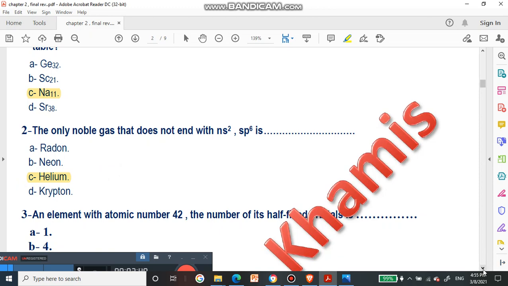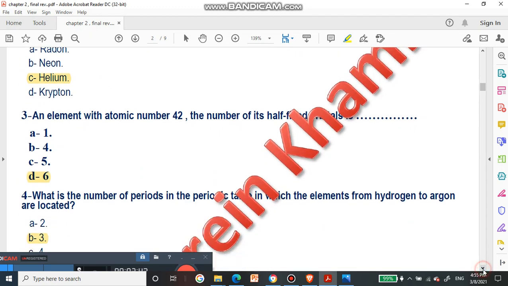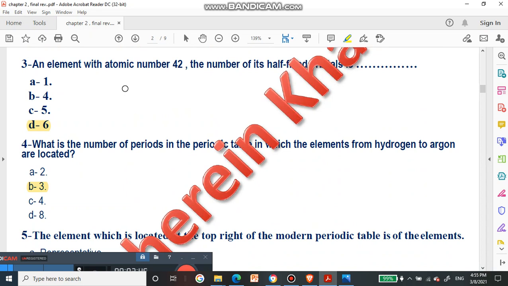Let's go to question number 3. An element with atomic number 42, the number of half-filled orbitals. If we have 4d5 5s1, it will end with d orbital. So the number of half-filled orbitals will be 6, which is choice D. The right answer will be 6.